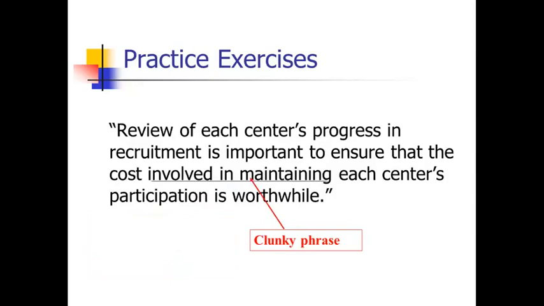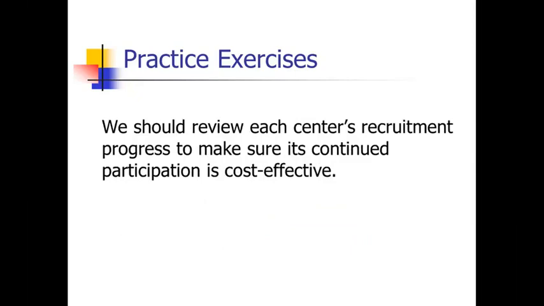We get some clunky writing in here, like "involved in maintaining." That's a little bit clunky, right? So we can edit this sentence by, again, taking that review and turning it into a verb: we review. What I did with this one was, we've got "this review is important." So instead of saying "the review is important to do," I said we should review each center's recruitment progress to make sure its continued participation is cost effective.